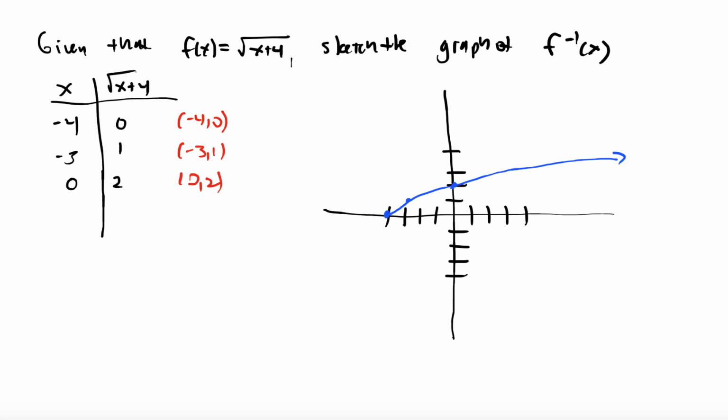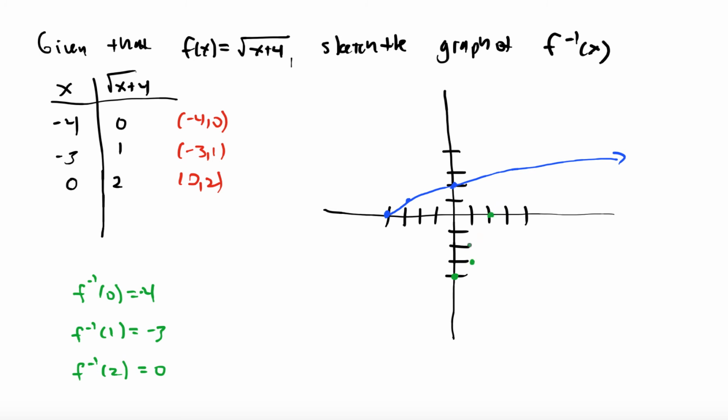So for example, what does that mean? It means that f inverse of 0 should equal -4. It means f inverse of 1 should equal -3. Sorry, that should be a -4 for the first one. So f inverse of 1 should equal -3, and f inverse of 2 should equal 0. So what does that mean? It means that the points should be 0 comma -4 for the inverse, 1 comma -3, and 2 comma 0.